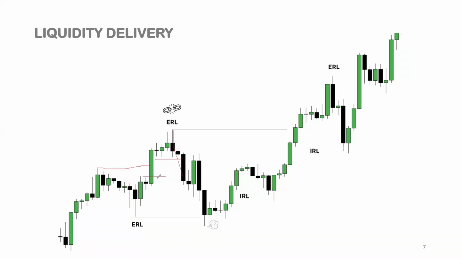Okay, now we can see that as soon as price filled this fair value gap, it ran lower to take the external range liquidity. This is a pool of liquidity below this low, so it's an external range liquidity. Now, if this external range liquidity has been taken, where do we expect price to go? We want to look at this range that has been created. We're expecting price to go to internal range liquidity.